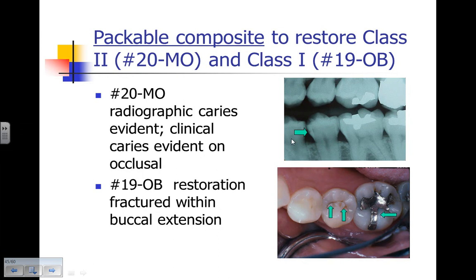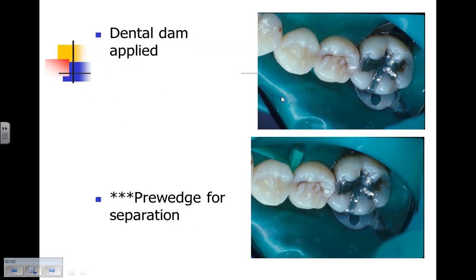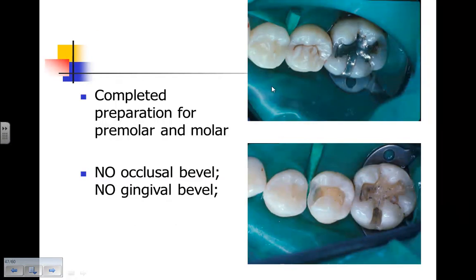So in this case, we're placing a mesial occlusal restoration on number 20 and replacing a defective fractured amalgam in number 19 occlusal buccal. We apply the dental dam and then we pre-wedge for separation. We remove the caries and the occlusal caries and the existing amalgam. No occlusal bevel, no gingival bevel.